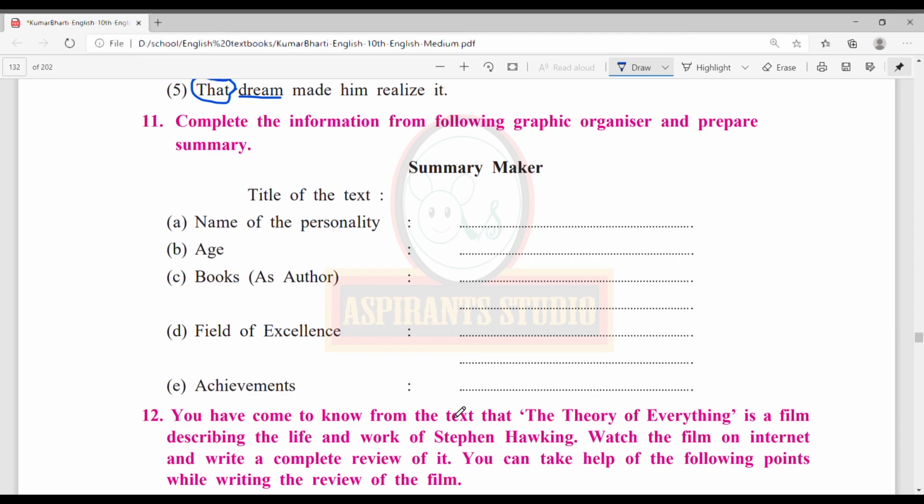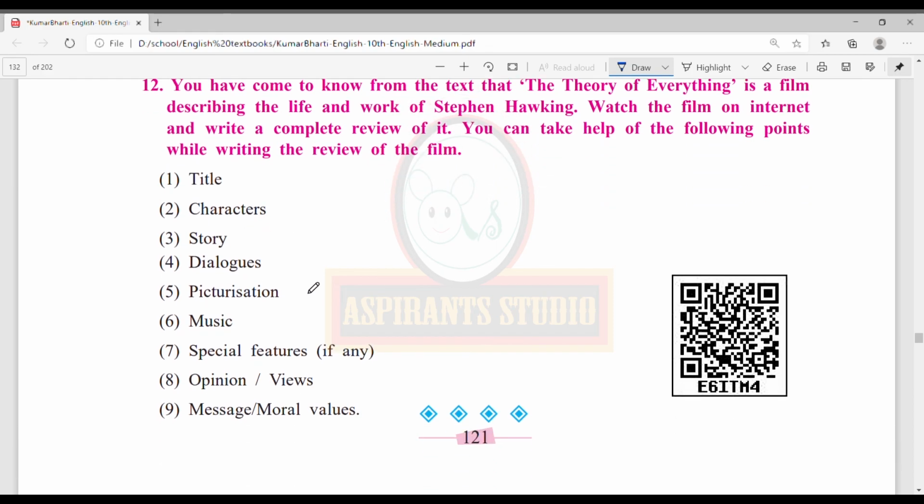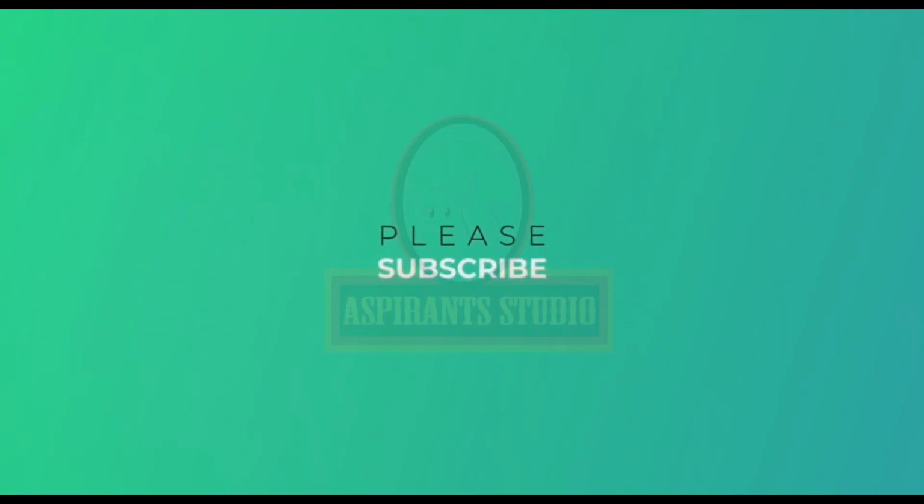Co-founder of Microsoft Research. You have come to know from the text that The Theory of Everything is a film that described the life and work of Stephen Hawking. Watch the film on the internet and write a complete review of it. You can take help of the following points while writing the review of the film: title, characters, story, dialogues, picturization, music, special features if any, opinion or views, message or moral values. This is homework for you.